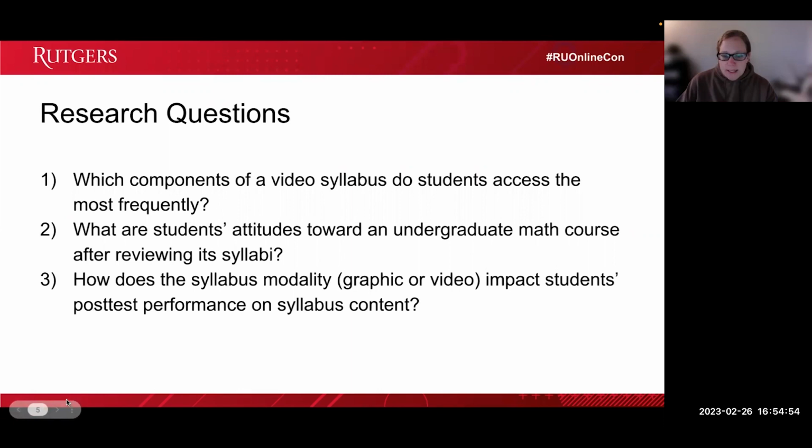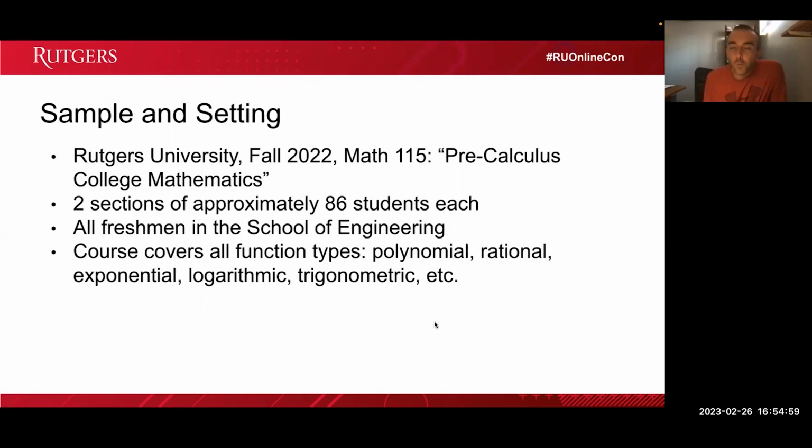Our sample and setting: we did our study at Rutgers University, New Brunswick campus in fall 2022. Our course was Math 115, a one-semester pre-calculus course called Pre-Calculus College Mathematics. Each section was approximately 86 students, and we were very fortunate that our students were all first-year, first-semester students in the School of Engineering.